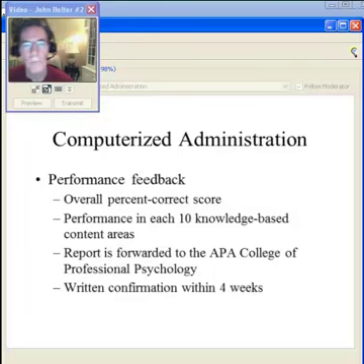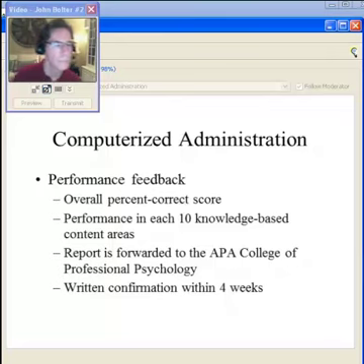Okay, so what do you get? Your feedback: you get the overall percentage correct score. So if you get something that says about 71%, you can pat yourself on the back and smile a lot and say you got through it. You also get performance in each of the 10 knowledge-based content areas, in other words, how many items you passed in that section. That's interesting in the sense that it might provide you with some feedback in an area of weakness.